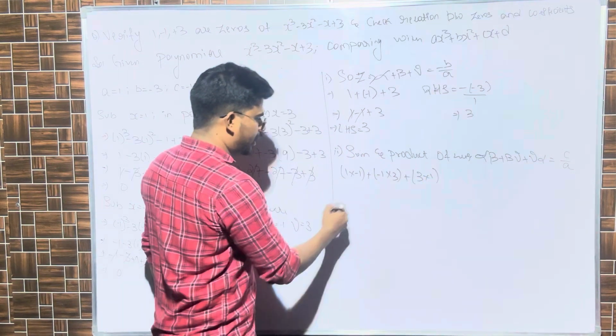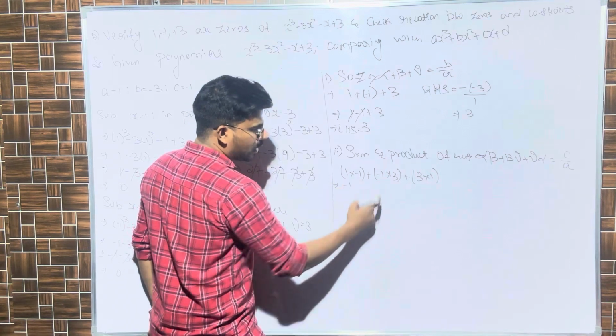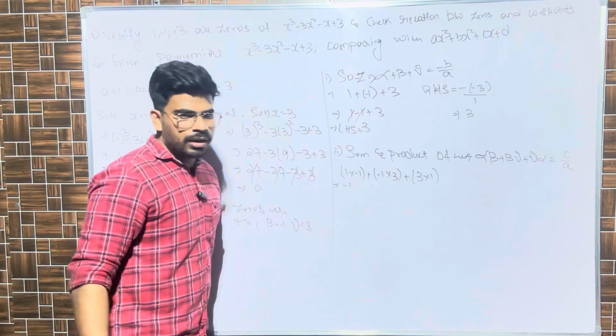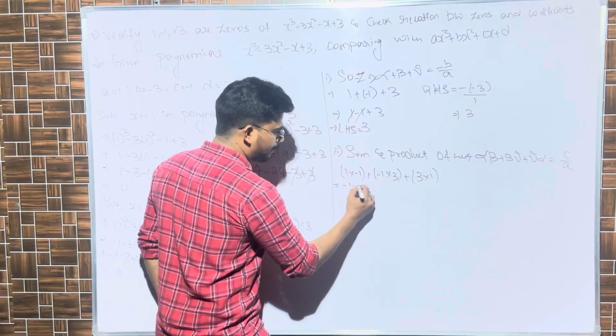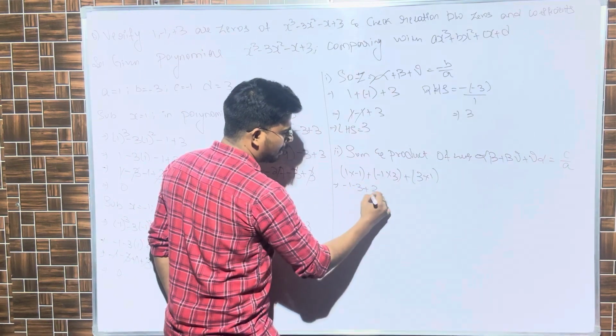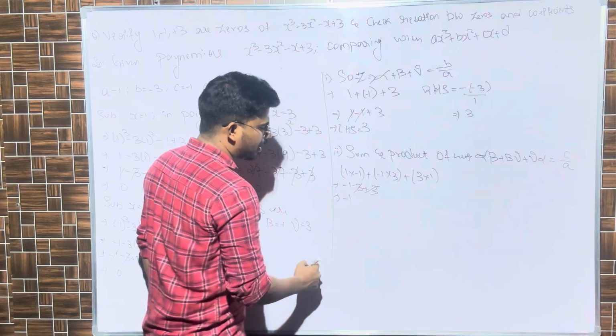This is LHS. Right here. 1 into minus 1 is minus 1. Plus 1 into 3 is 3, minus 3. Plus 3 into 1 is 3. Plus 3 minus 3 cancel. Minus 1. LHS is minus 1.